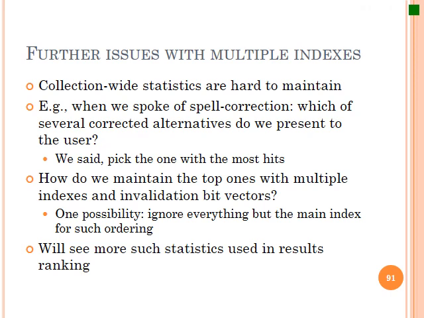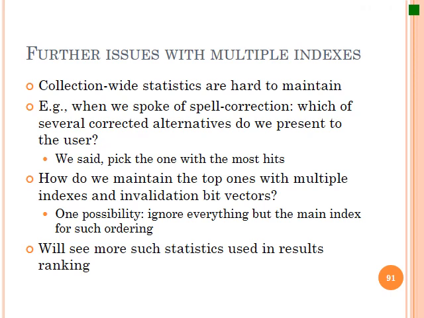So there are other issues with multiple indices, right? If you want to collect the statistics of your entire document collection, and you have multiple indices, then you have to go through all these indices to get, for example, the frequency of a particular term. Previously, if you had just one index, you could directly get that number. Now you have to go through many different indices and sum it up, right?